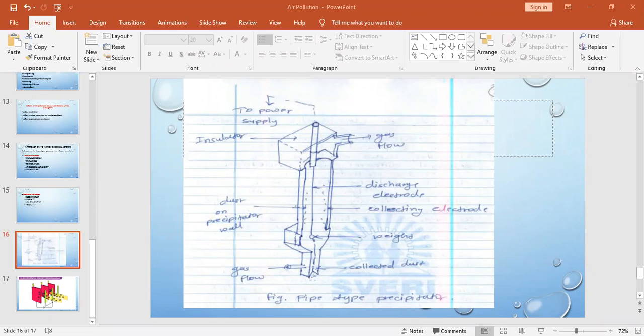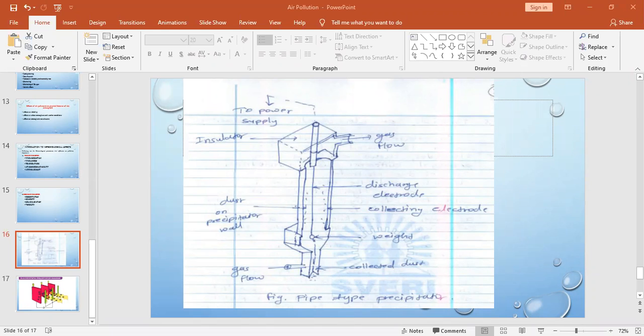In respect of treatment time, the time required in the electrostatic precipitator is very negligible. Even we can say within 10 seconds, a lot of the gas will be treated in the electrostatic precipitator. Okay, and the cleaning is also very easy.